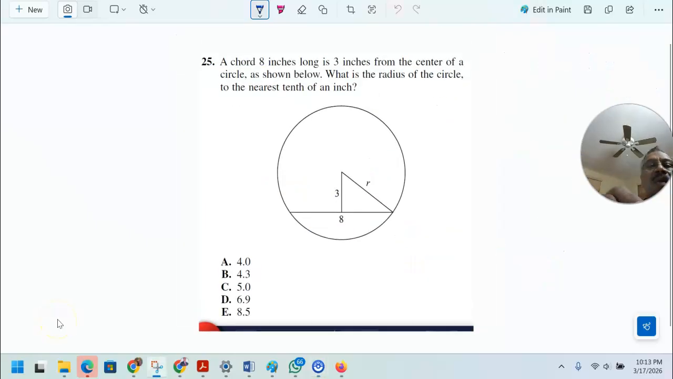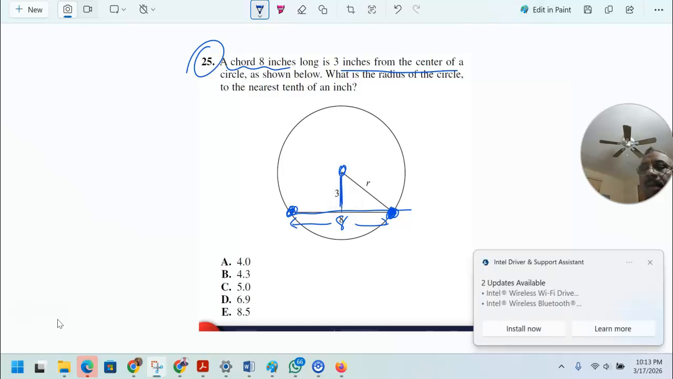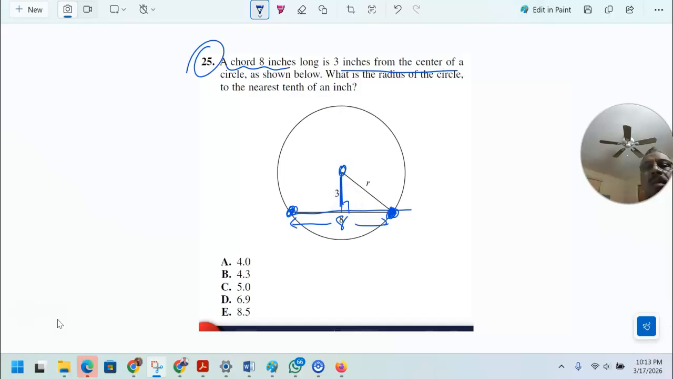Question number 25 says a chord. What is a chord? It is a line segment whose end points are on the circle. So this is the chord, which is 8, from here to here. A chord 8 inches long is 3 inches from the center. That means this is the center, this is 3, and this is always perpendicular. And the question is, what is the radius?